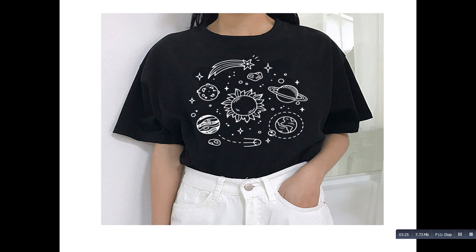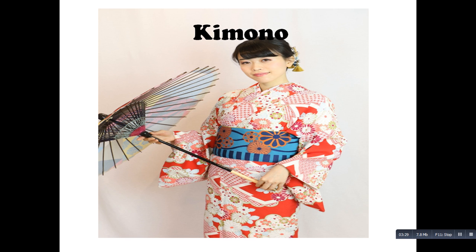Next one, kimono. We rarely see people wearing kimonos in Sri Lanka. We actually don't see them, but in Japan, most of the ladies do wear kimonos. It's a very nice dress where you wrap it around your body this way, right? And you also use a small cloth called a sash to tie it around your waist or hip.